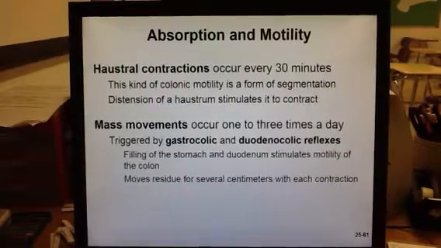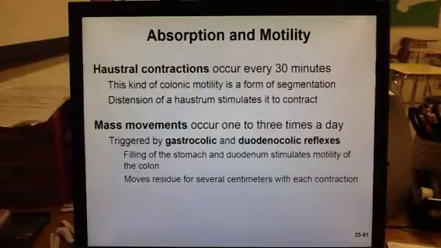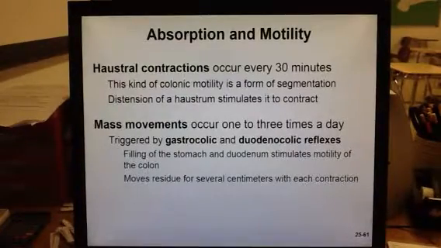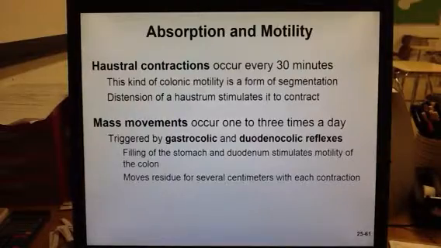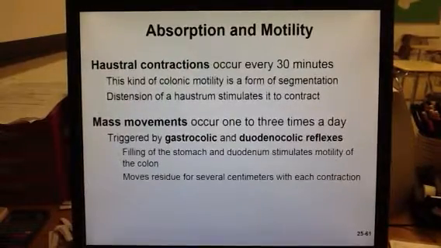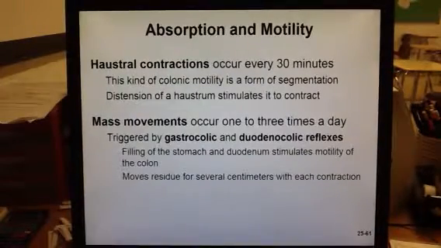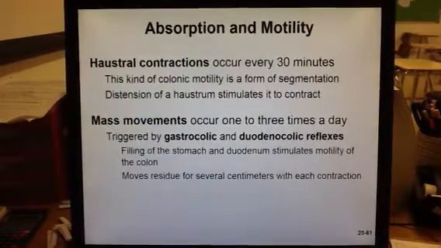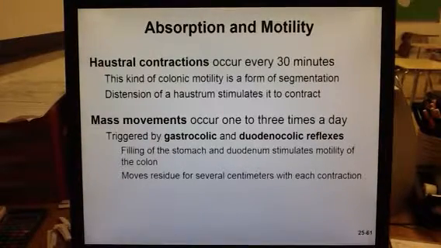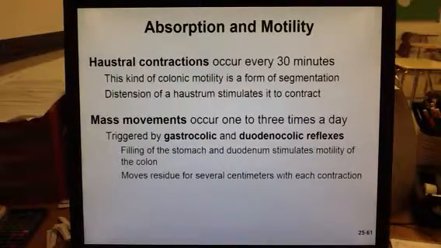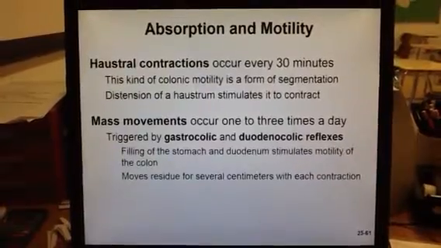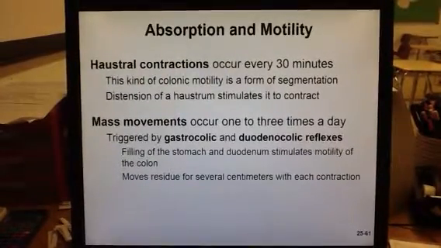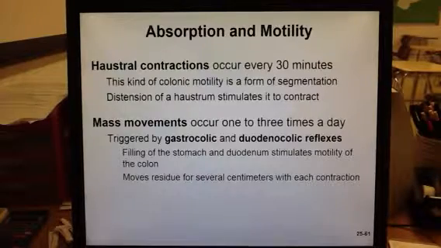Okay, so we have contractions of the colon that make some segmentation every 30 minutes. It is the distension of the rectum that stimulates those contractions, so they're called rectal contractions. But as that is contracting every 30 minutes, we have mass movements, which is basically a time that you go number 2. That occurs 1 to 3 times a day. This has to do with triggers from reflexes in the stomach and in the duodenum. The filling of the stomach and the duodenum is what stimulates the movement of the colon, and each contraction moves the residue several centimeters.